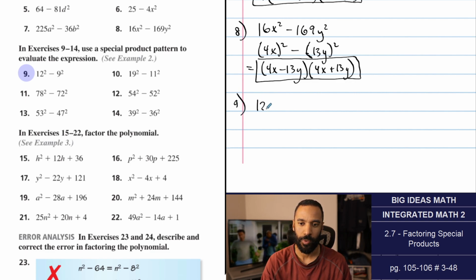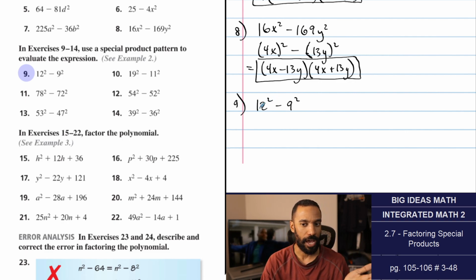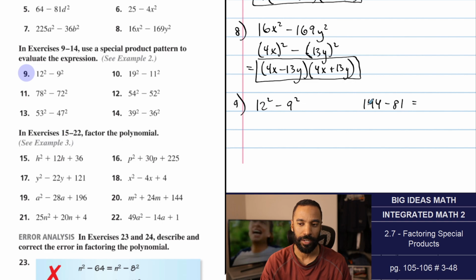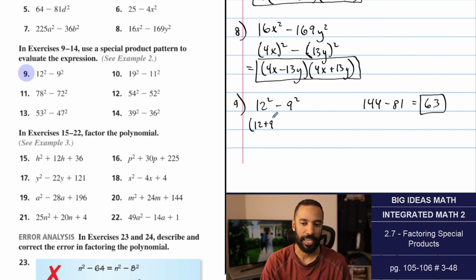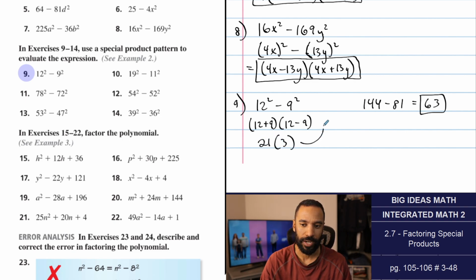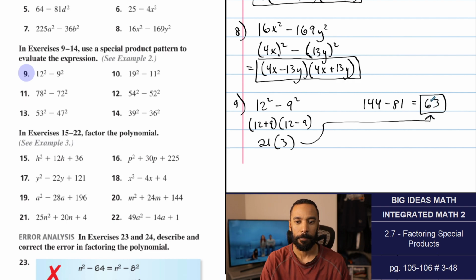So I have 12 squared minus 9 squared. Now, I'm pretty okay with doing 144. We can double check this one. 144 minus 81 is going to give you 63, I believe. So let's see if we can get that by doing 12 plus 9 times 12 minus 9. 12 plus 9 is 21. Multiply 21 with 3. What do you get? 63.